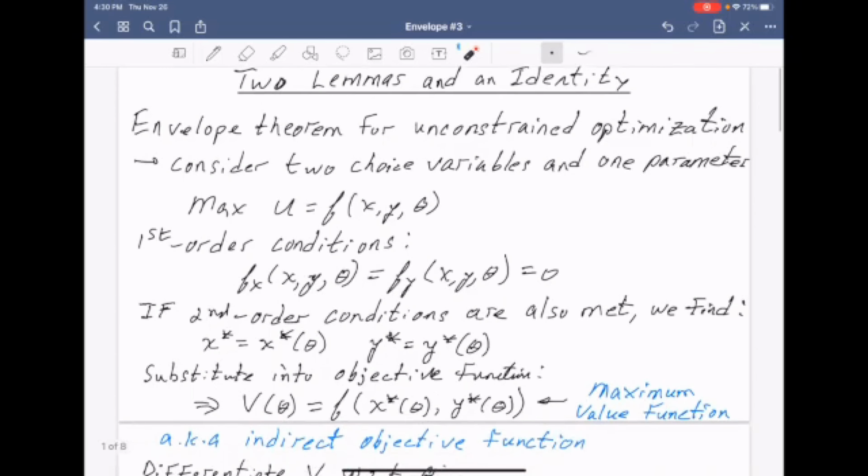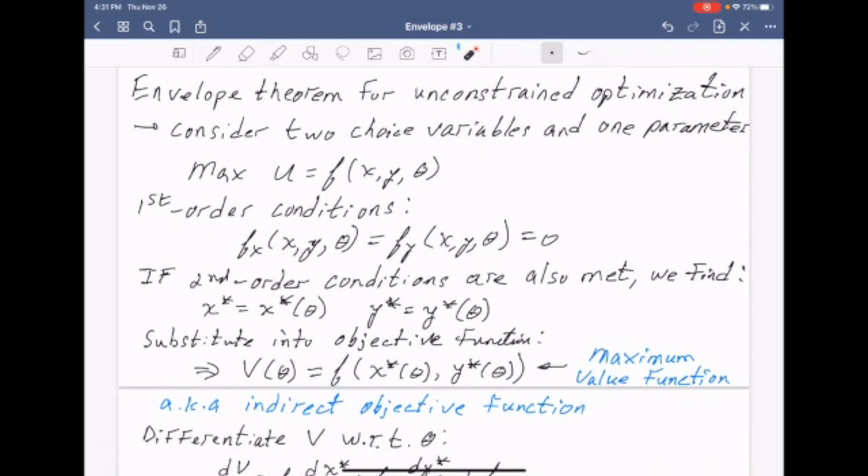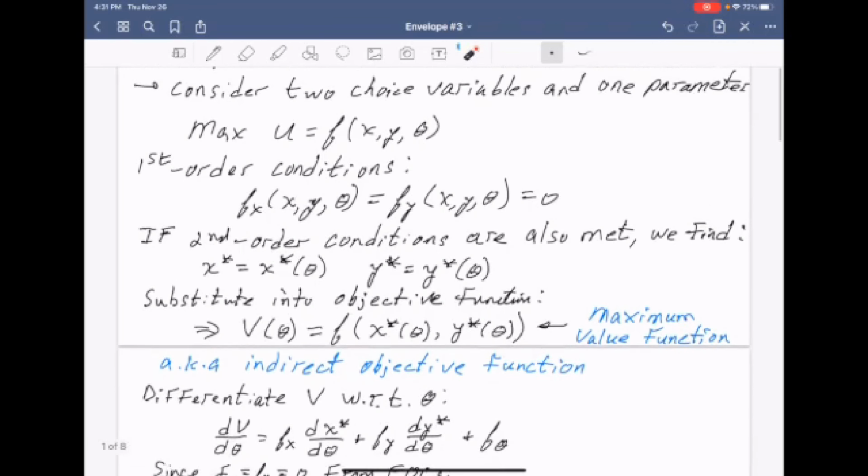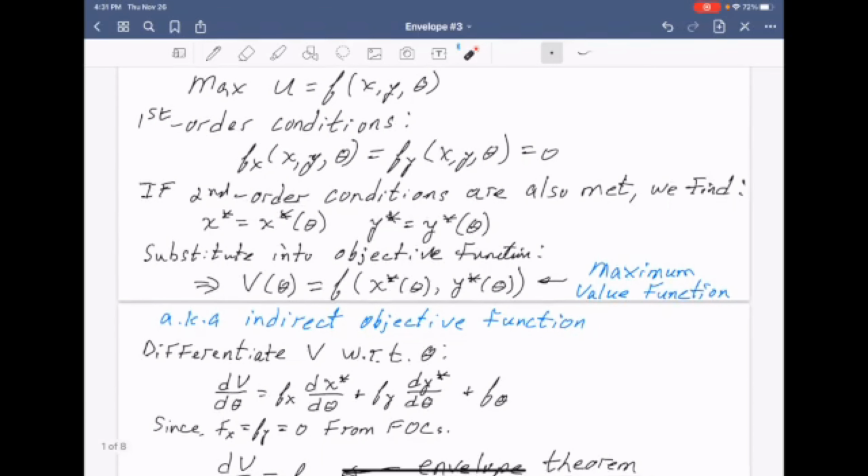The first order conditions are that the partial derivative of the objective function with respect to the first good, we'll call it good x here, is equal to the first partial derivative of f with respect to y, and they're both set equal to 0. This is a result we've had before. If the second order conditions are also met, we find that x star, the optimal x, is a function of the parameters theta, and the same thing for y. And these we've called the ordinary demand functions.